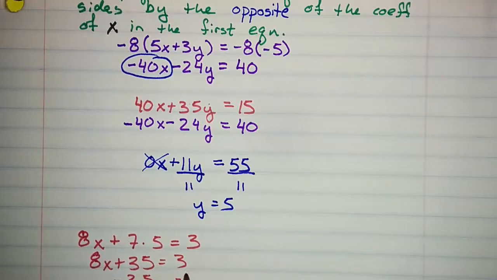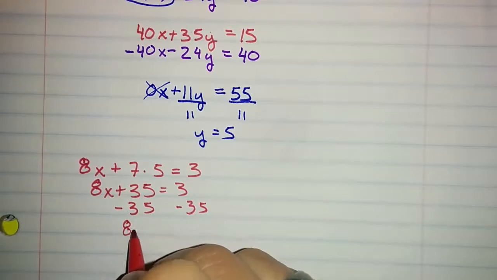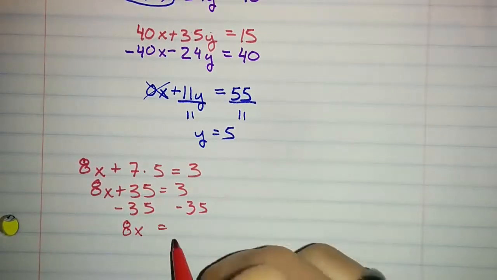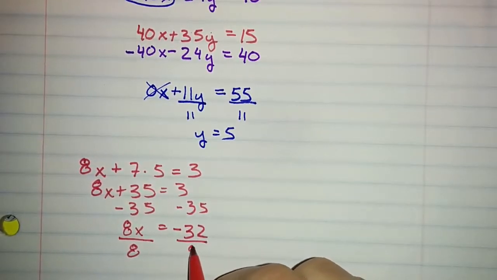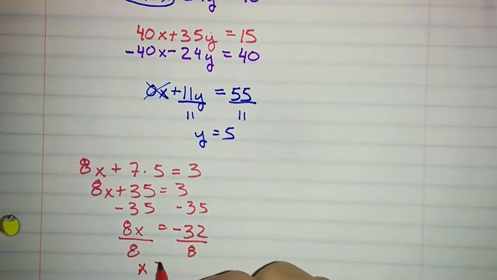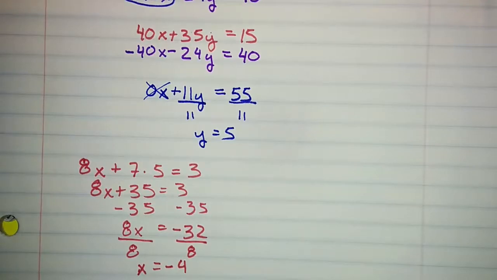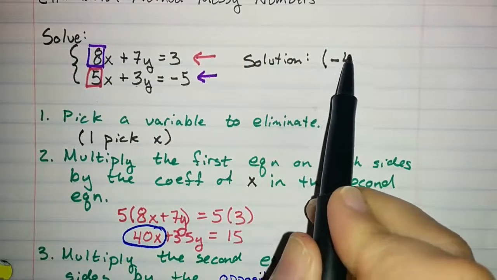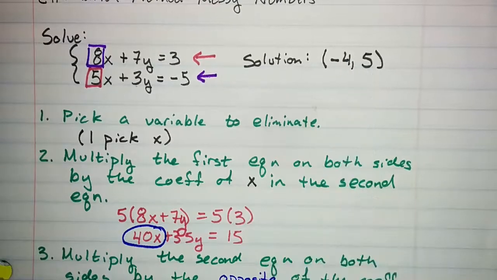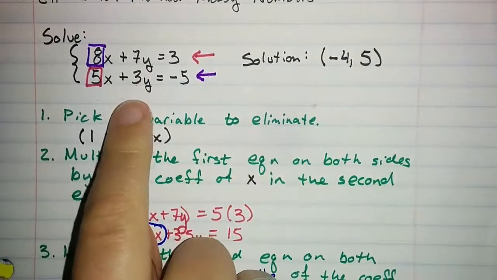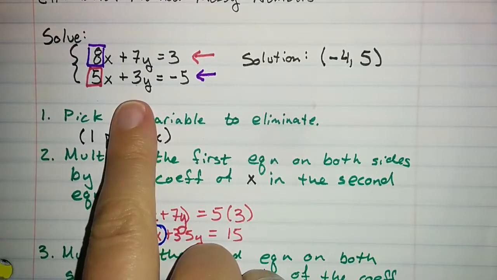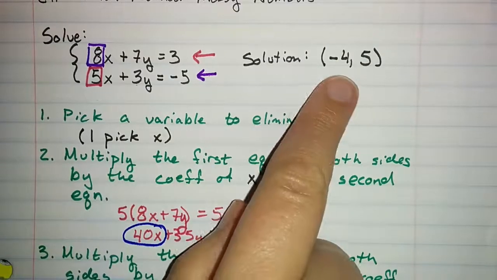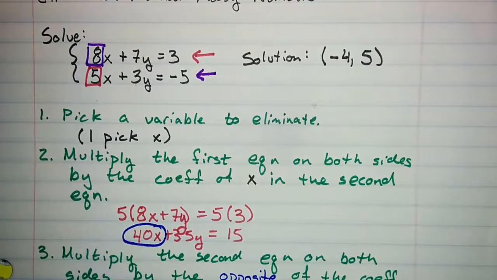Subtract 35 on both sides. I'll get 8x equals 3 minus 35, negative 32. Divide both sides by 8, and I get x equals negative 4. My solution is x equals negative 4, y equals 5. You should check in the second equation and confirm that that actually works. Go ahead and pause the video and do that. So we find that this solution actually works in both equations.